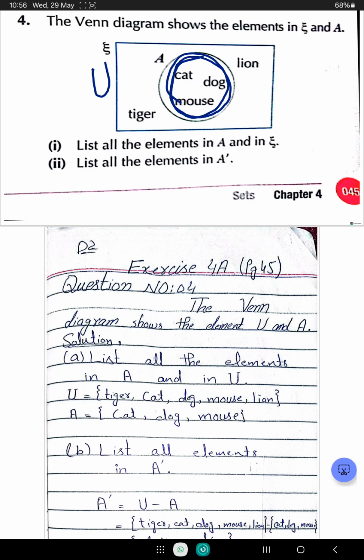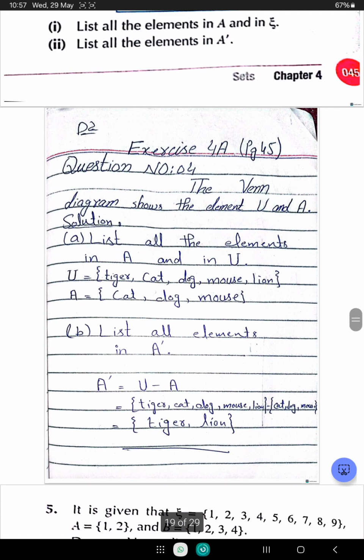Okay, B part is to list all the elements in A complement. The formula of A complement is U minus A. First of all, we write all the elements of U. U contains the elements tiger, cat, dog, mouse, lion. Subtract cat, dog and mouse.